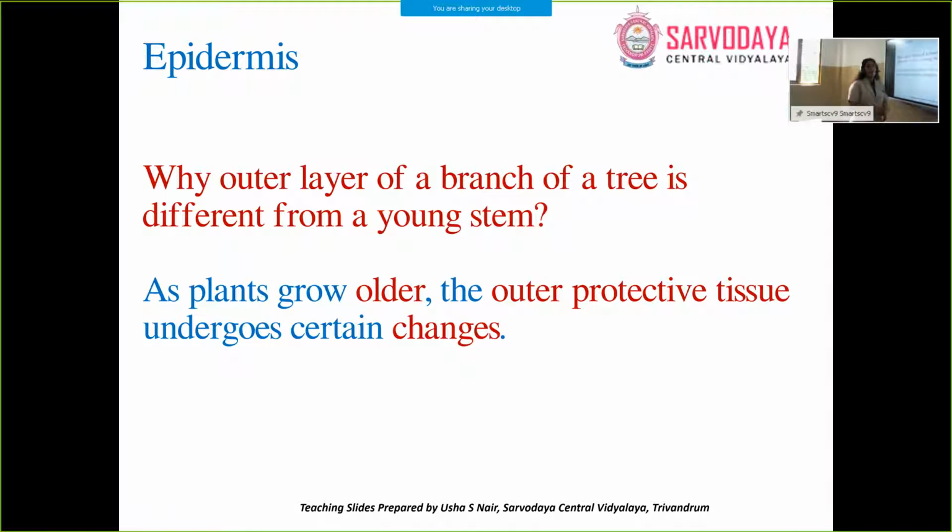Now there's a question in your book: why is the outer layer of a branch of a tree different from a young stem? We are done with the epidermis. Now we have to go to the second protective tissue. We know that as plants grow older, the outer protective tissue undergoes certain changes. Naturally, when the plants keep on growing and grow older, the outer protective tissue undergoes certain changes.